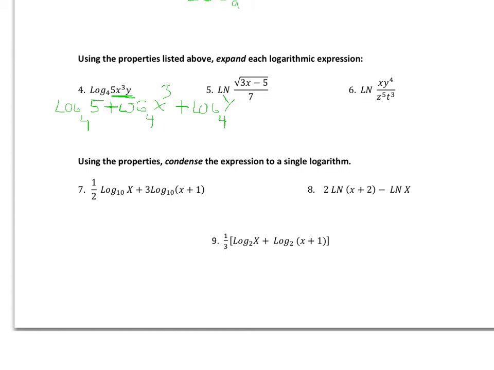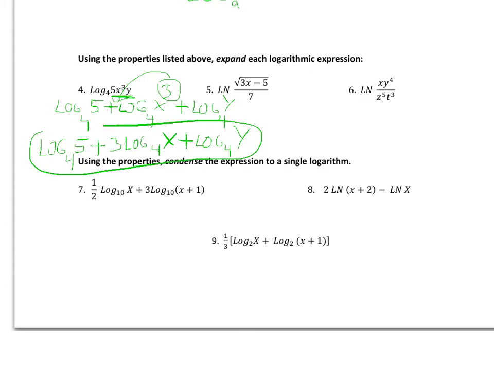Now the only other thing I can do, I can use the product property, not the product, the power property. I can move this 3 down there. So my final answer here is going to be log base 4 of 5 plus 3 times log base 4 of x, and then plus log base 4 of y. This is the answer here for number 4.